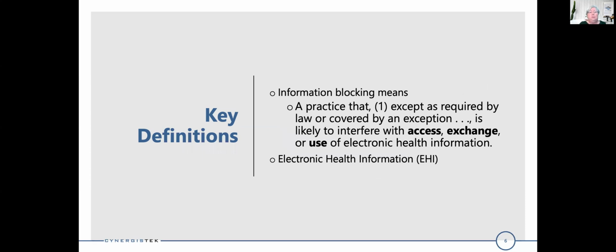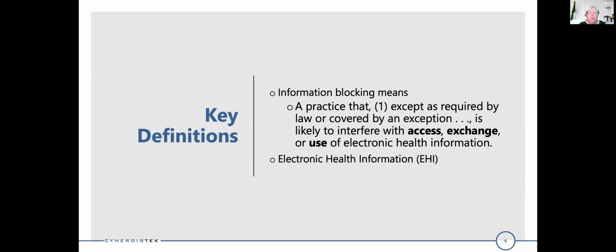Other definitions, of course: what is information blocking? A practice that, except if it's required by law or it's covered by one of the exceptions of the rule, is likely to interfere with the access, exchange, or use of electronic health information. Now, electronic health information is a little bit of a quirky term, I think, because the definition is essentially any electronic protected health information that would fit within the definition of a designated record set, but there's a little bit of an exception to that.